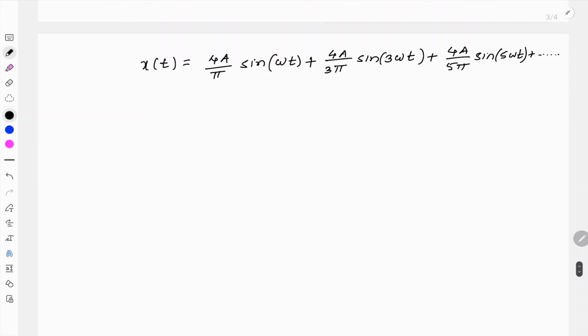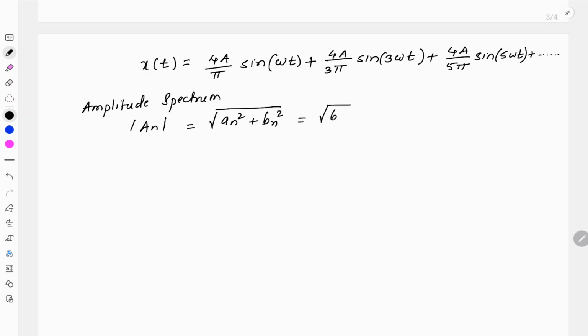So in order to plot the amplitude spectrum, we have under root of an square plus bn square. But in our case we do not have an value, so it is under root of bn square, which is nothing but equal to bn. Okay, so our bn value is 4a upon n pi only for n equal to odd. So let us plot it.